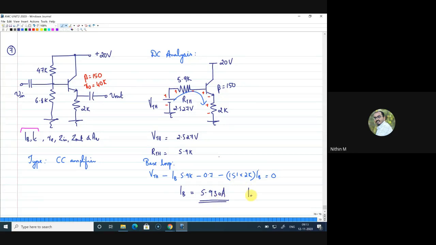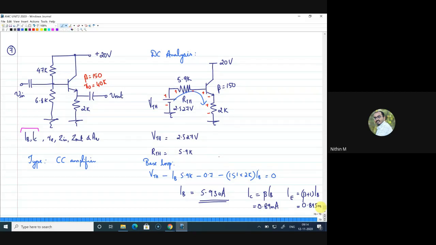With this, I can write IC and IE. Can I get the values of IC and IE? IC is beta times IB and IE is beta plus 1 times IB. Yes, Kirtana, IC is 0.89 milliamps, and IE is a little higher, 0.895 milliamps. So these are IB, IC, and IE.